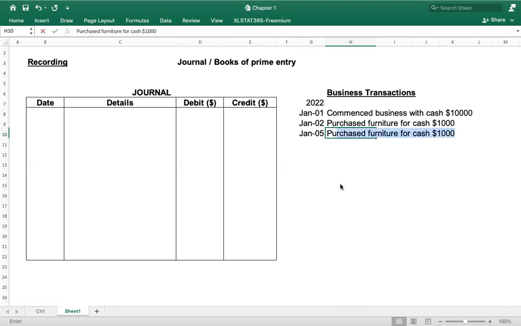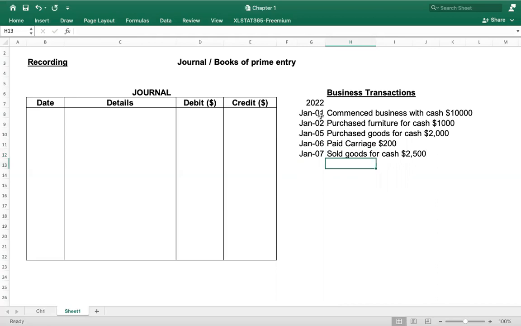Let me do. Purchase goods for cash, $2,000. Jan 6th. Paid carriage, $200. Jan 7th. Let's take sold goods for cash, $2,250. Okay, how many transactions I have done? 1, 2, 3, 4, 5 transactions.